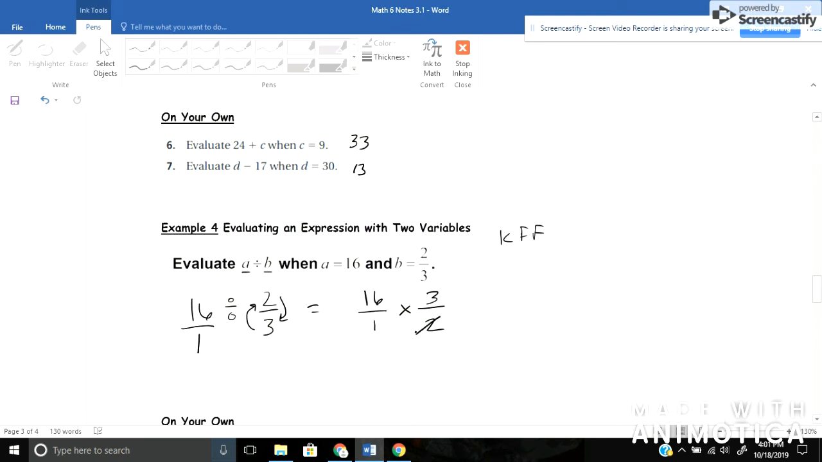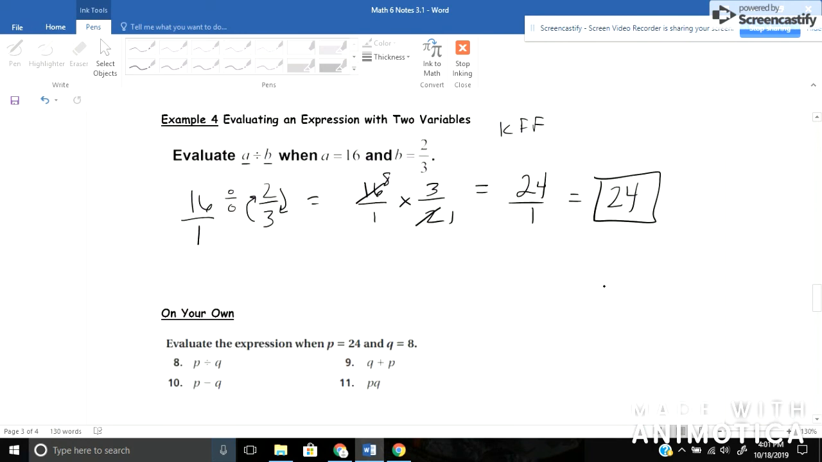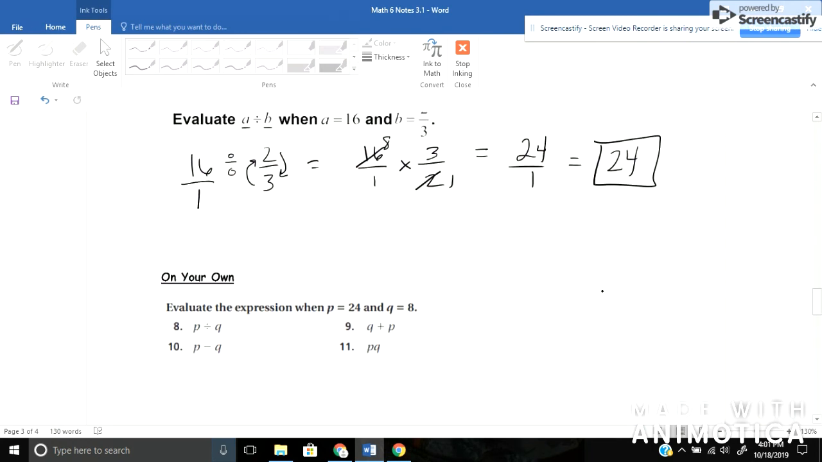Simplify before you multiply, so divide each one of these by 2. And on top, we'd have 8 times 3, which is 24, over 1 times 1 on the bottom, which is 1. Anything over itself is itself. So we'd get a total of 24. Again, pause and try 8 through 11 on your own.